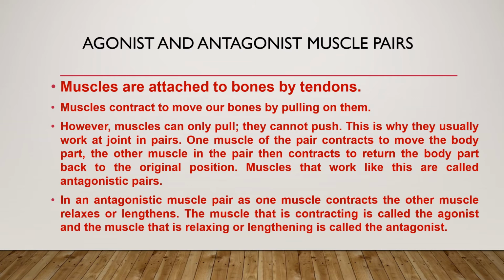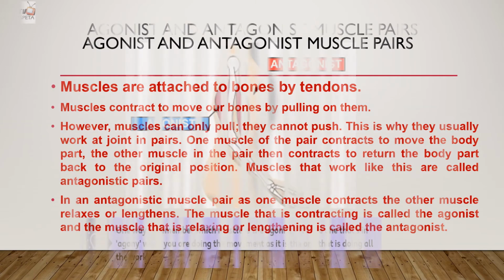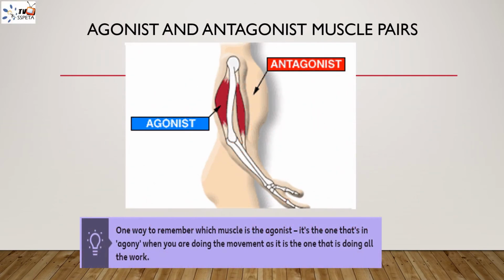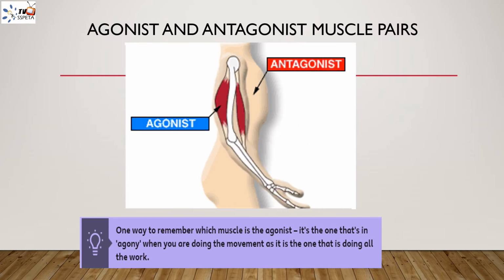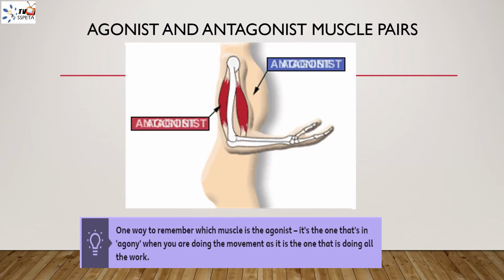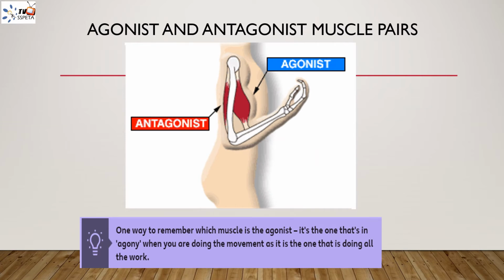Muscles that work like this are called antagonist pairs. In an antagonist muscle pair, as one muscle contracts, the other muscle relaxes or lengthens. The muscle that is contracting is called the agonist, and the muscle that is relaxing or lengthening is called the antagonist. So let's have a look at this diagram. We can see the muscle doing the movement is the agonist, and the muscle on the opposite side is the antagonist.